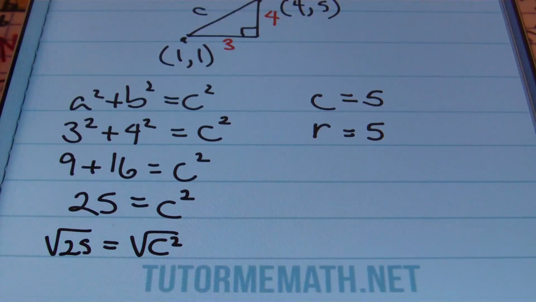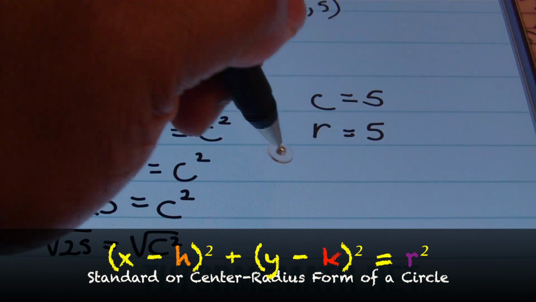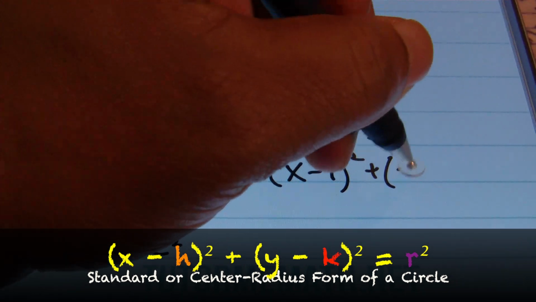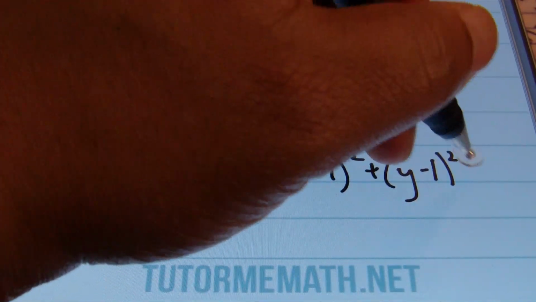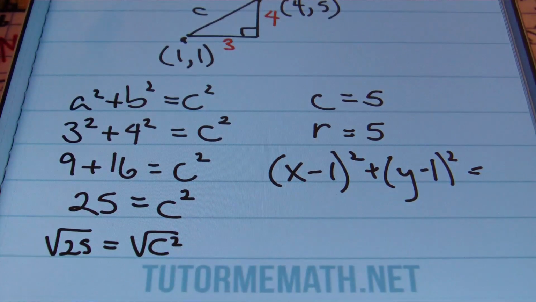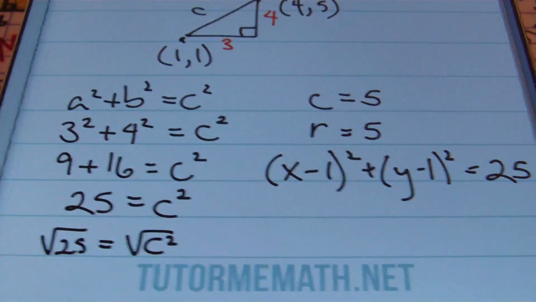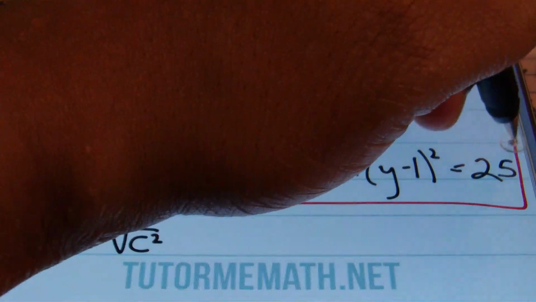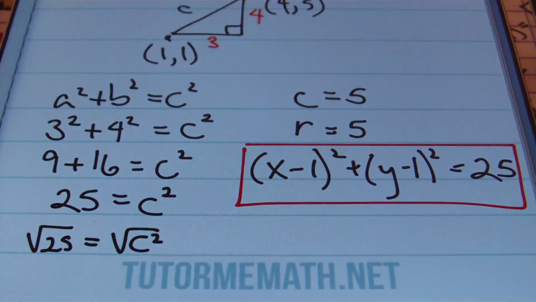Now that we have our radius and we know that our center is at (1, 1), the center-radius form of our equation is going to be (x - 1)² + (y - 1)² = the radius squared, which is going to be 25. All right, and that's your equation in center-radius form. Red boxing it, just like that. All right, and that's problem number 5. Moving on to our next problem.